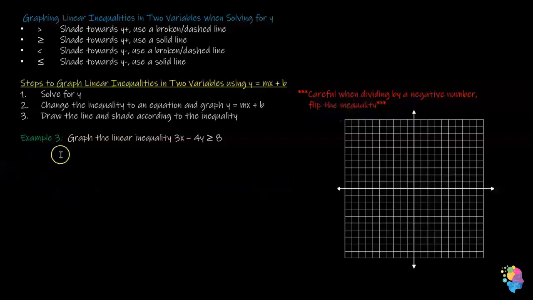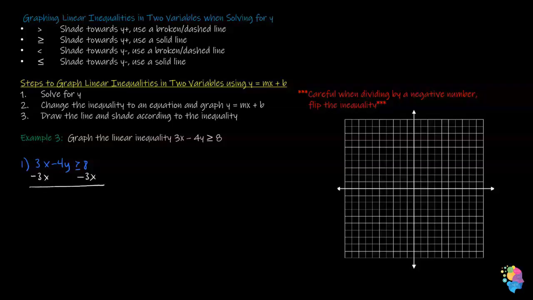So let's try example 3. It's asking us to graph the linear inequality 3x minus 4y is greater than or equal to 8. So let's bring the inequality and we're going to do step 1. We're going to solve for y. The first thing we're going to do is move this 3x to the other side.